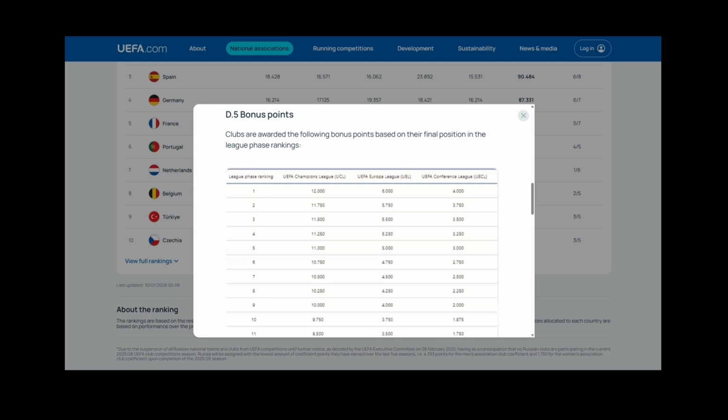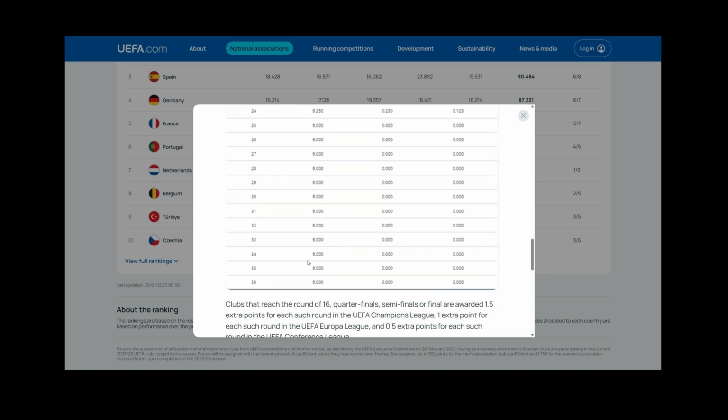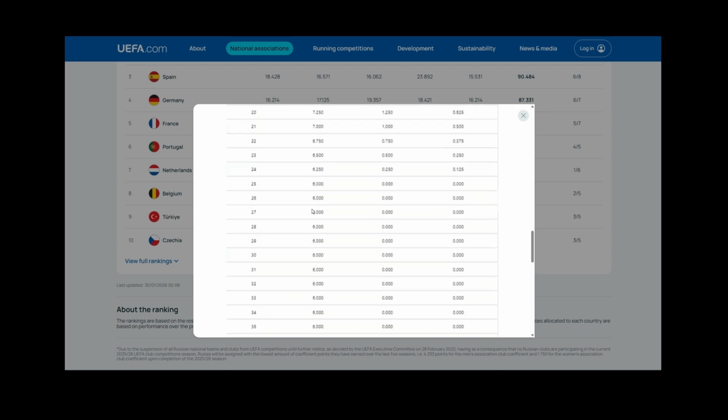In the qualifying stages, those points are halved, and in the upcoming playoff, there's actually no points at stake, except for some bonus points for progressing through that stage. Bonus points are a large part of the structure, and it's a way to balance the points earned between the different tournaments. So, as you can see here, the bonus points are taken from UEFA's own website, and just by qualifying to Champions League, you get 6 bonus points.